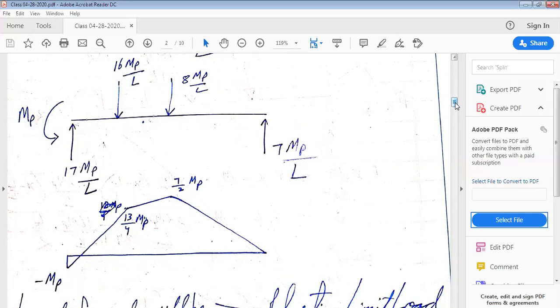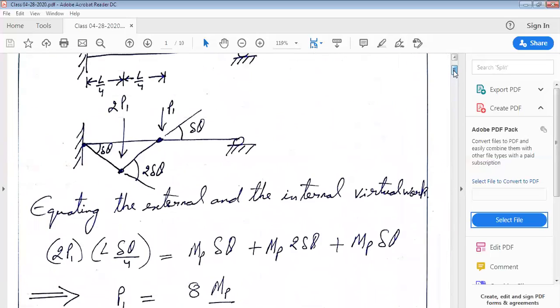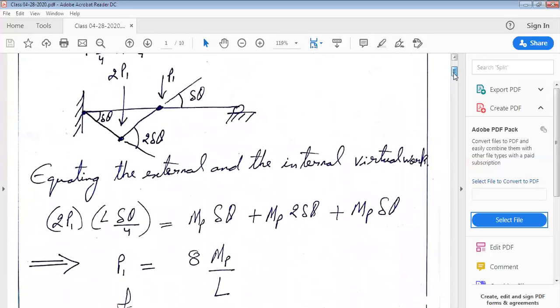Worth appreciating here is that the maximum bending moment is 7 by 2 MP, that means 3.5 MP. So at distance x equal to L by 2 from the left end, the bending moment is exceeding the plastic bending moment MP. That means this particular solution is not the exact solution. That means our choice of collapse mechanism is not the best one. We should be looking for some other collapse mechanism.